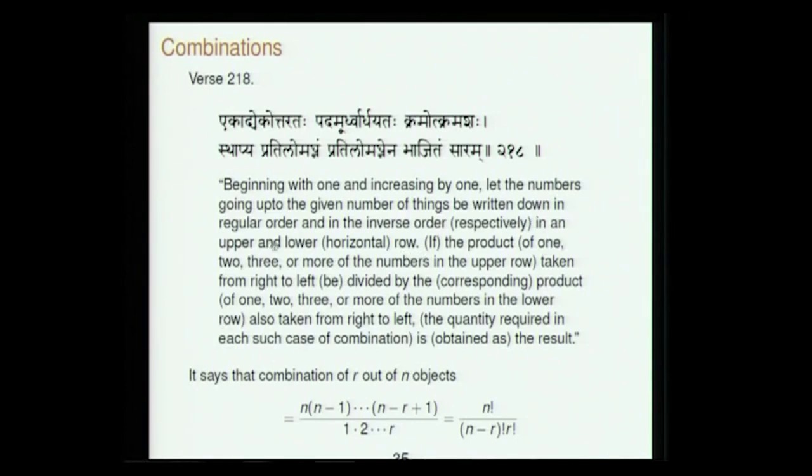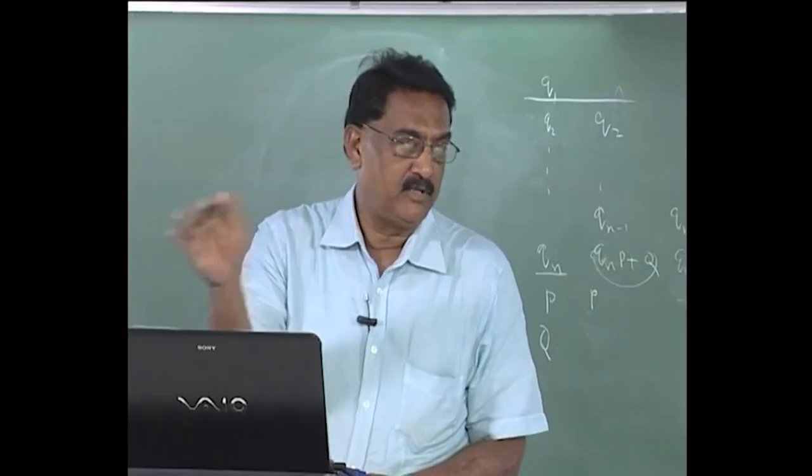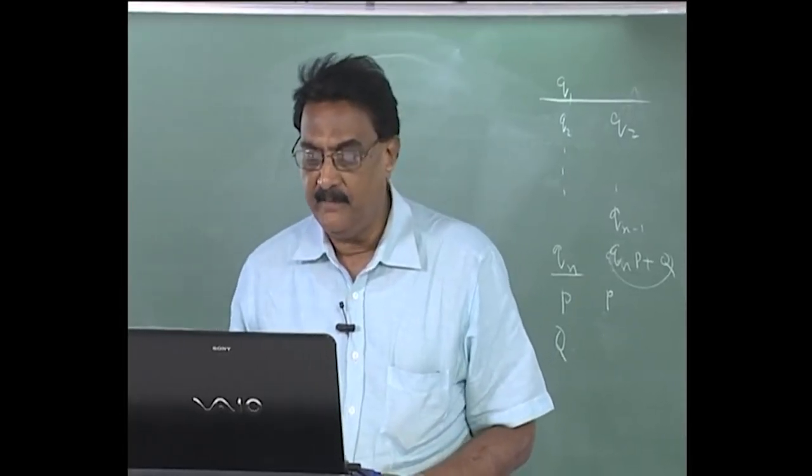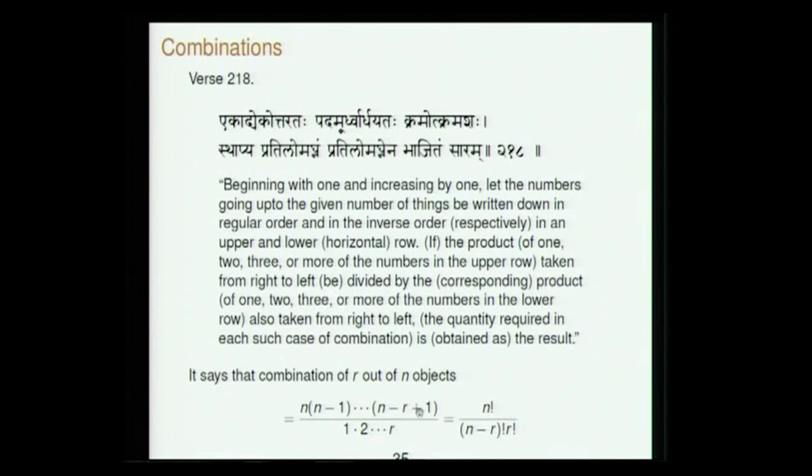If the product of 1, 2, 3 etcetera of the numbers in the upper row taken from right to left be divided by the corresponding product of 1, 2, 3 etcetera in the lower order also taken from right to left, the quantity required in each case is the result. Okay. So, essentially he is starting from n, but it is equivalent to this: upper row is n into n minus 1 into this, divided by 1 into 2 into r. So, factorial n by factorial n minus r into factorial r.